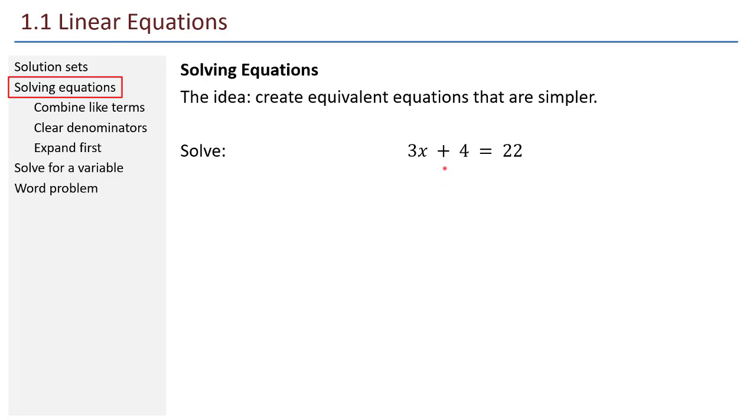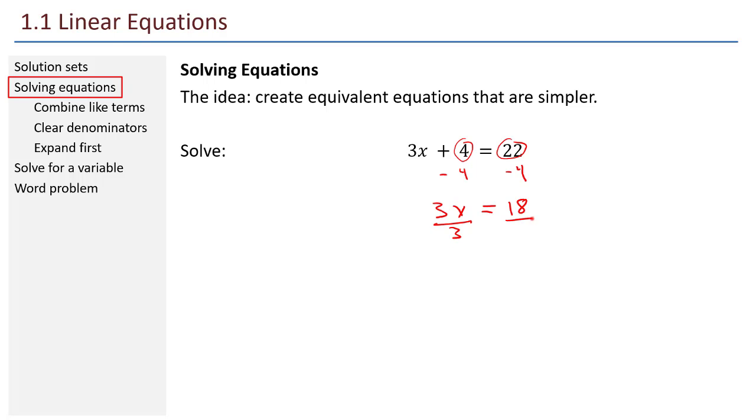So if I subtract 4 from both sides, -4, -4, I end up with the expression on the left, 3x, and an expression on the right, 18, and those continue to be equivalent. So I've just created an equivalent equation that is supposedly simpler. In fact, it is a little bit simpler because previously I had two constants and now I have only one.